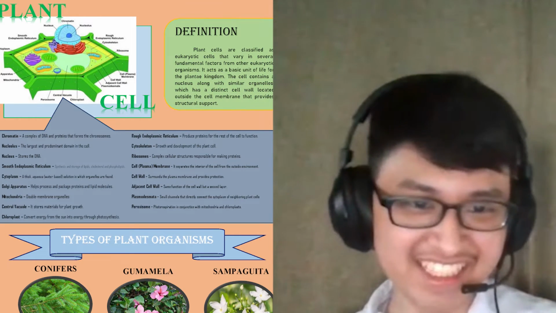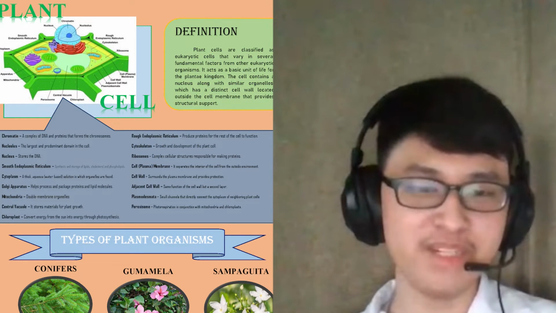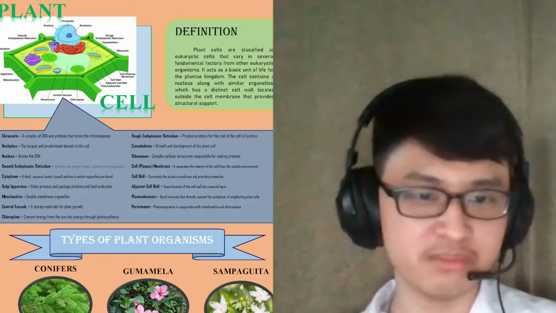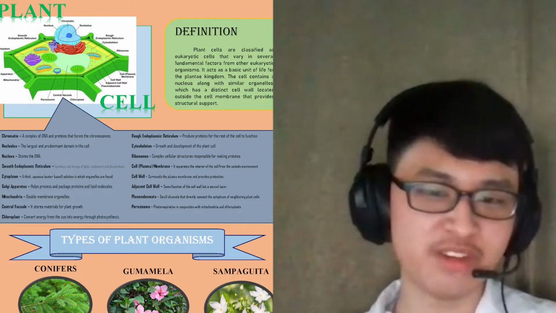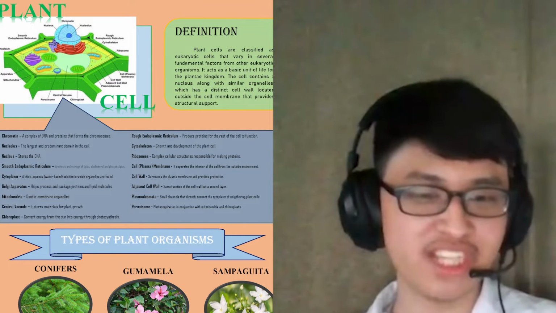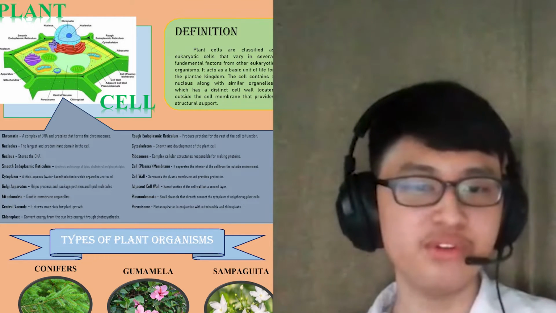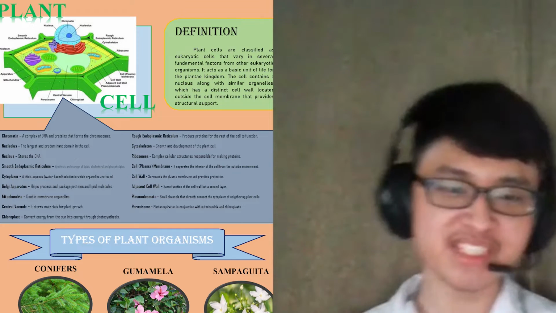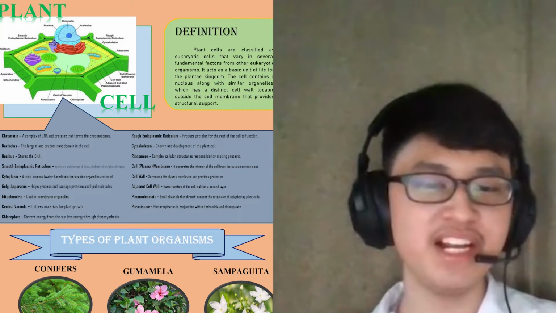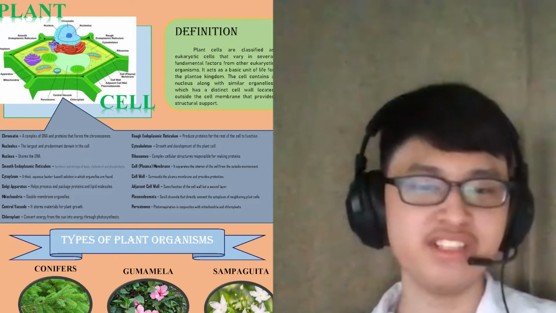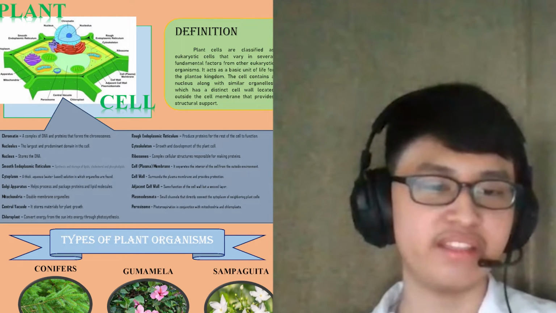Moving on. The organelles that are unique in the plant cell are as follows. The chromatin, a complex of DNA and proteins, forms the chromosomes. Rough endoplasmic reticulum produces proteins for the rest of the cell to function. Cytoskeleton, growth and development of the plant cell. Smooth endoplasmic reticulum, synthesis and storage of lipids, cholesterol, and phospholipids. Cell plasma membrane separates the interior of the cell from the outside environment.